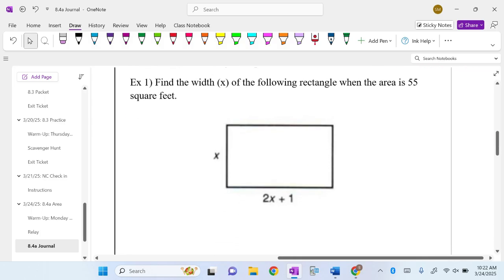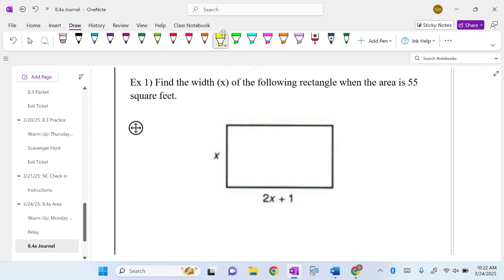So let's look at a very simple example first, one where they actually give us a picture. We're going to find the width, or x, so the width is x, when the rectangle has an area of 55 square feet. Looking at this picture, the width is x, so this is the width. That means the 2x plus 1 represents the what? The length. So this here is the length. Now the area of this rectangle is equal to 55 feet squared.